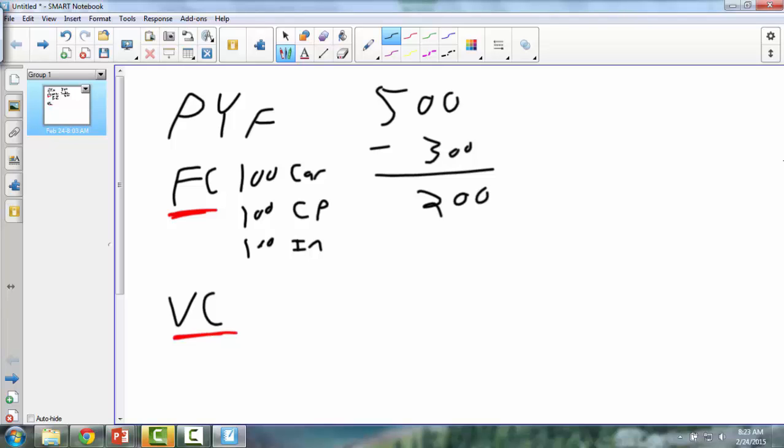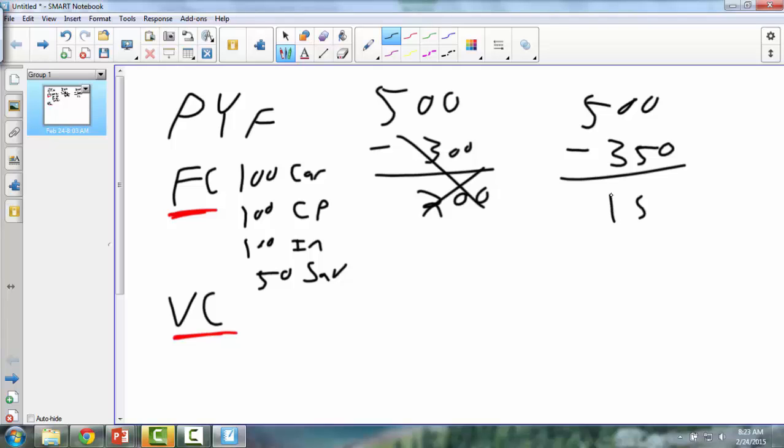Consider saving money a fixed cost. So what if I were to put in here a fixed cost, $50 of savings? So I'm going to come back up to this original example up here. I'm going to start with $500 and I'm going to subtract out $350 now because I have $50 fixed cost in savings. That leaves me with $150 left to budget for my variable cost.